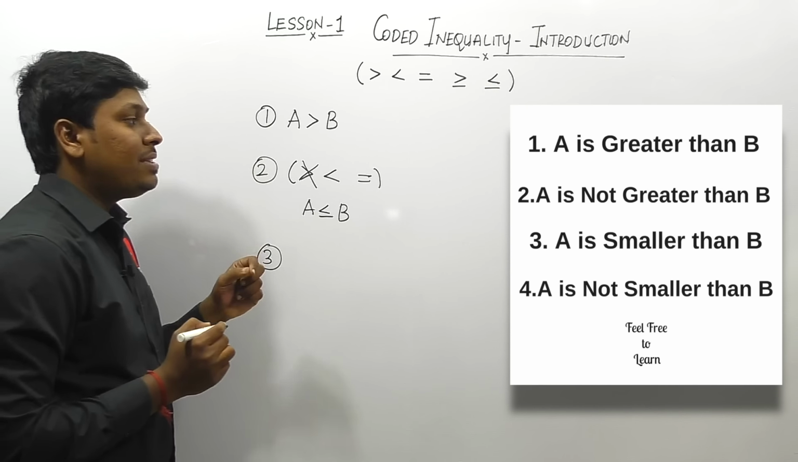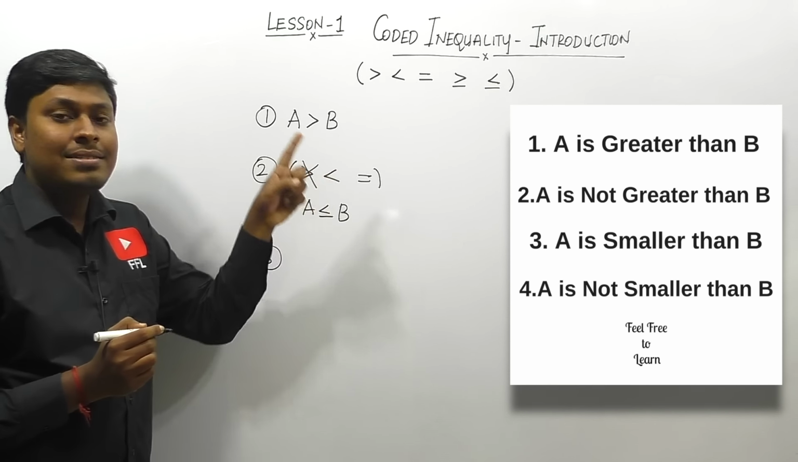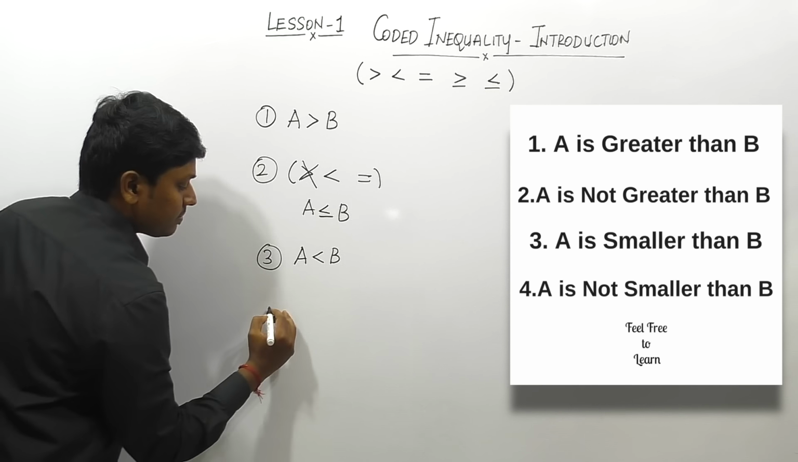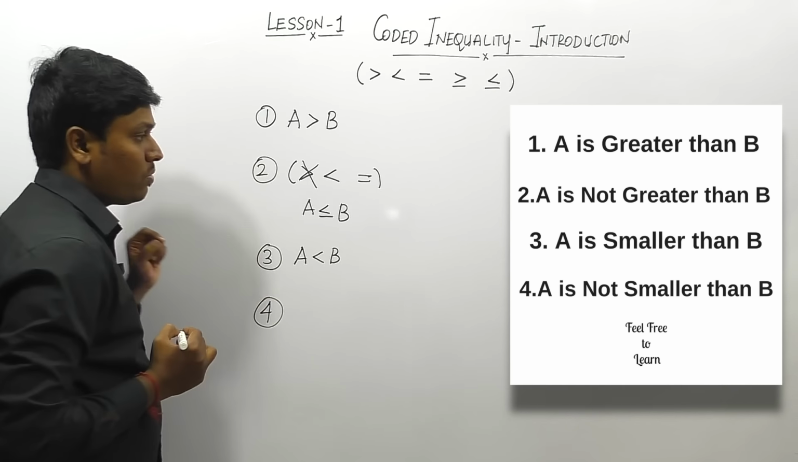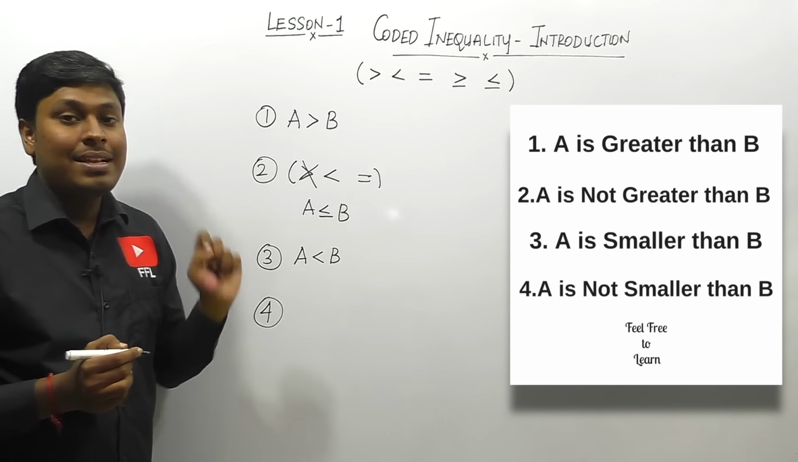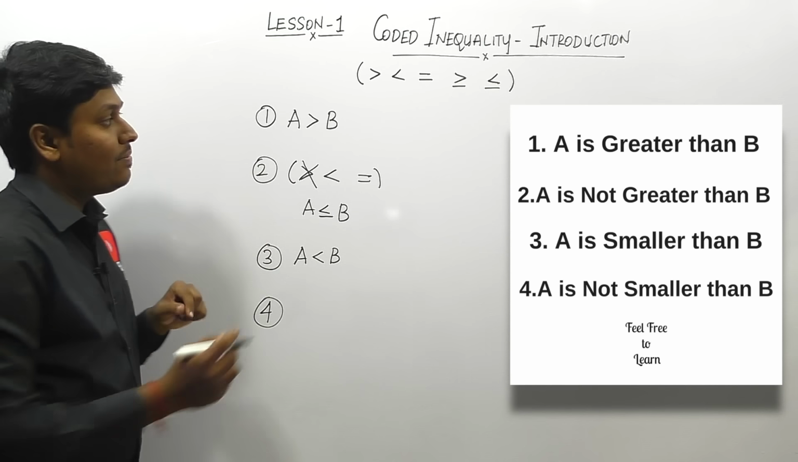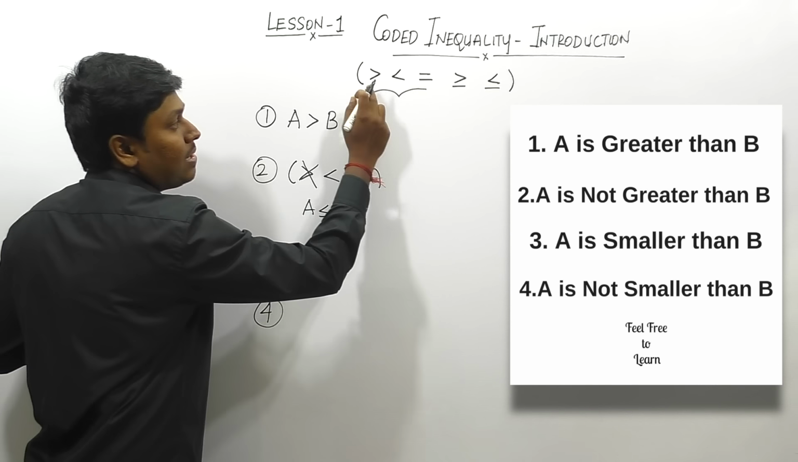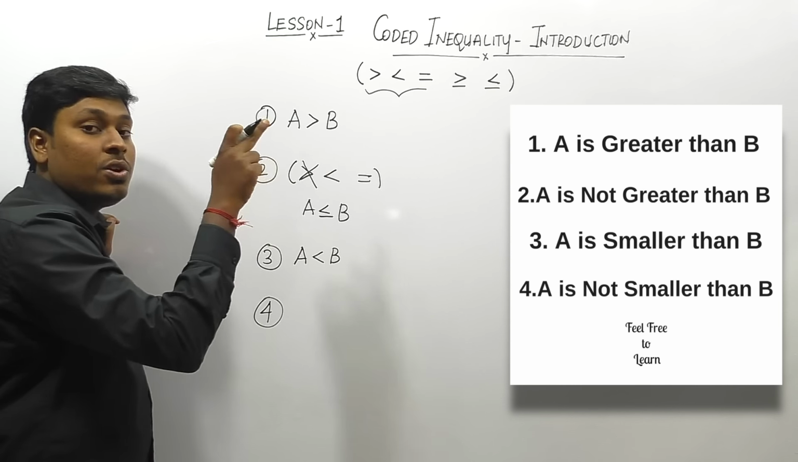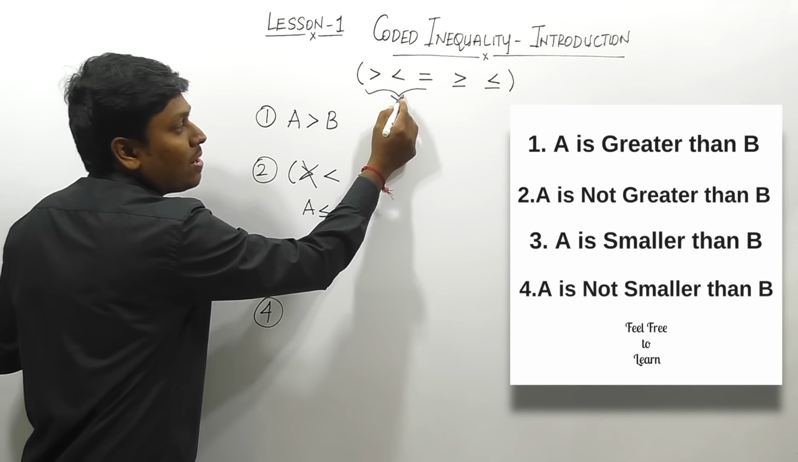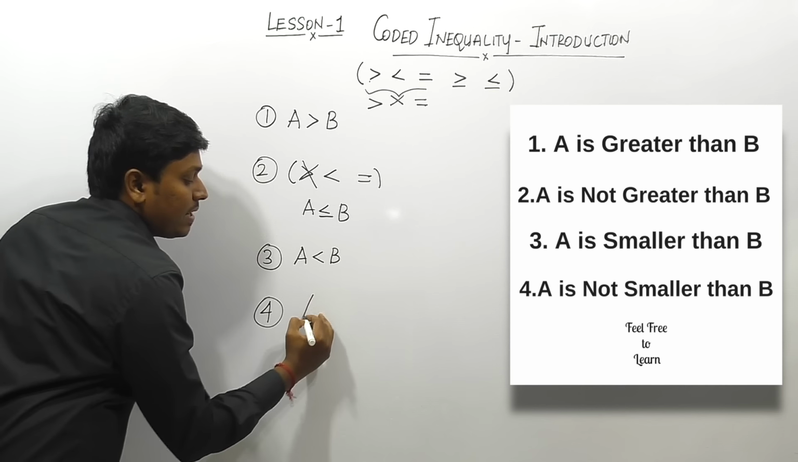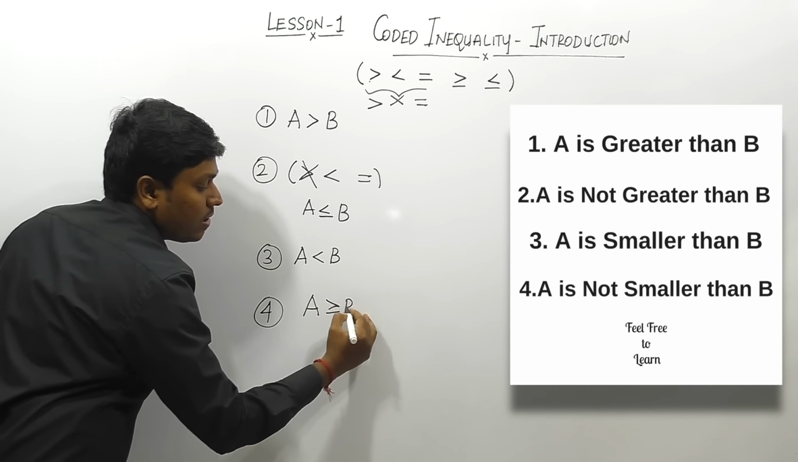Condition number 3 is a direct statement: A is less than B. So we can directly write the answer as A less than B. Condition number 4 is: A is not lesser than B. We already know that we have 3 symbols: greater than, less than, and equal to. Here the condition says A is not less than B, so the remaining 2 symbols are greater than and equal to. So finally the answer is A greater than or equal to B.